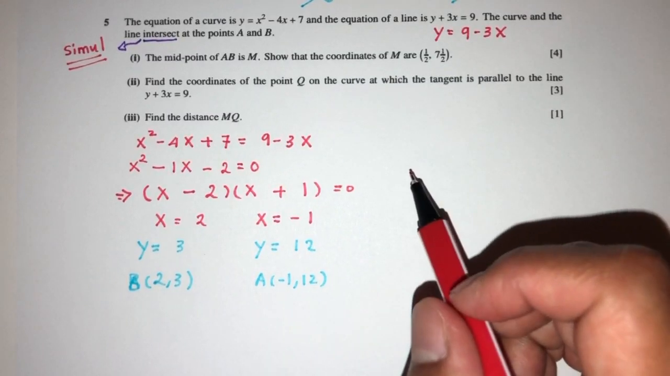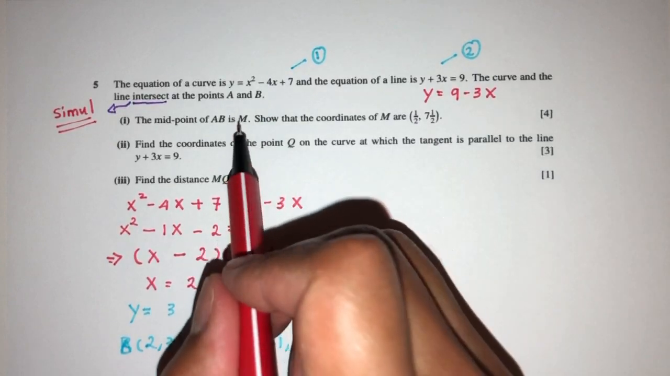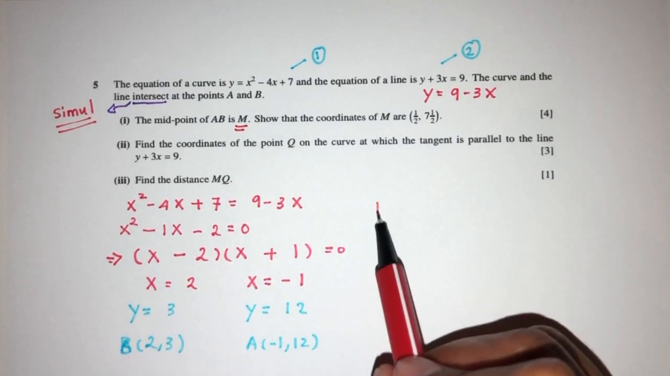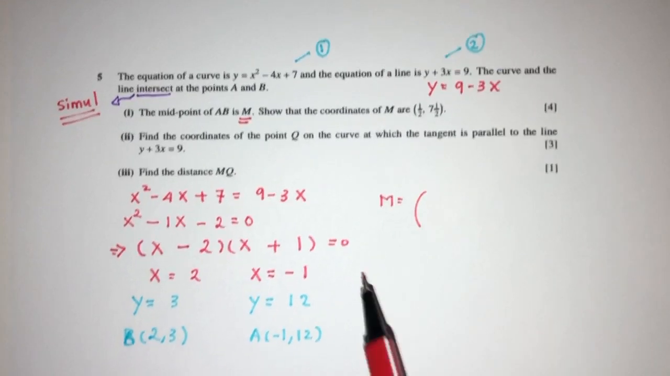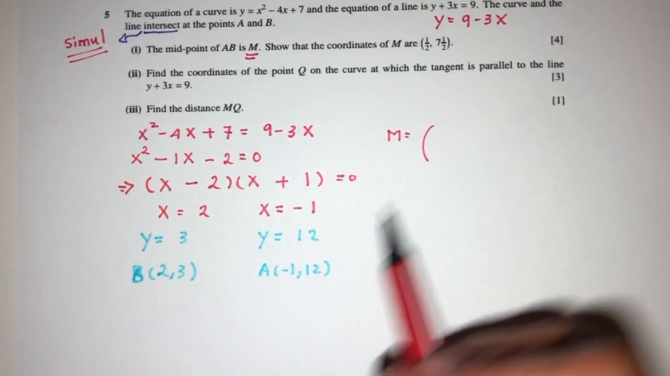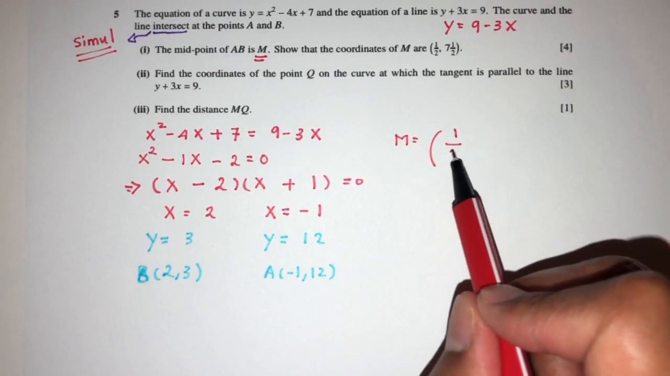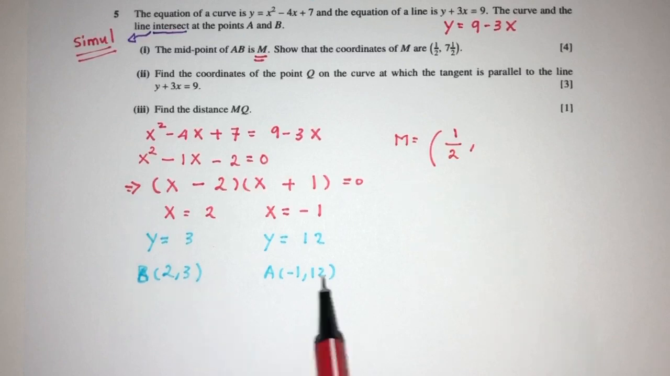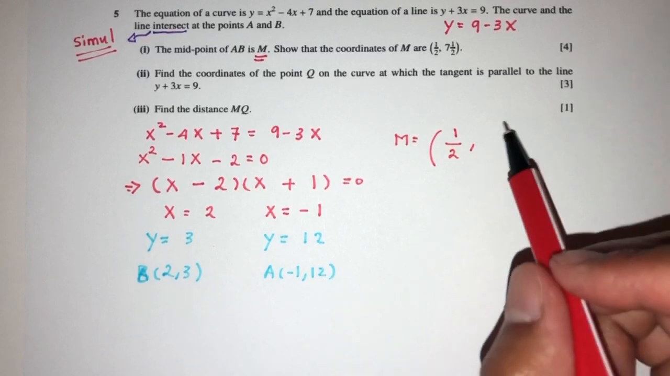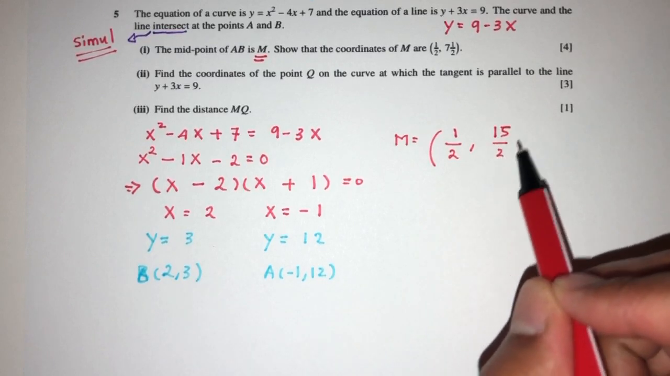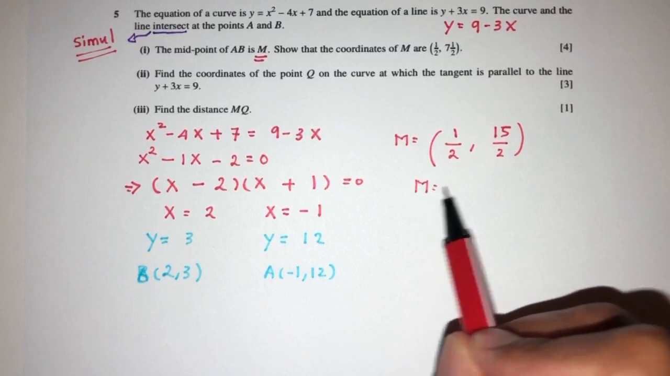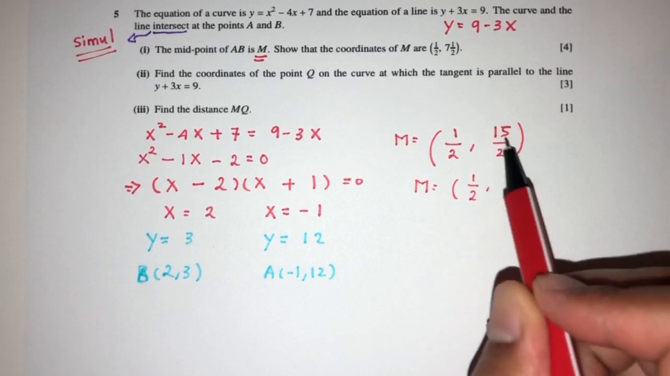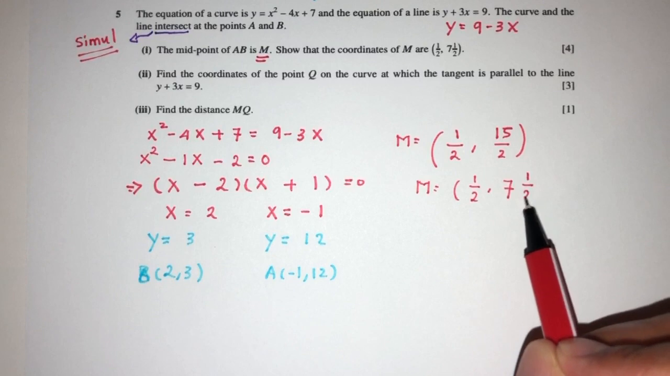Now, here again, we don't need to find A or B separately. We just have to find the midpoint of AB. So the midpoint will have to be what? Pretty easy. x1 plus x2, so 2 minus 1 is 1, and 1 will be divided by 2. And then we'll have 3 plus 12, this will be 15 divided by 2. So the midpoint M is actually equal to (1/2, 15/2), and this will be simply 7.5.